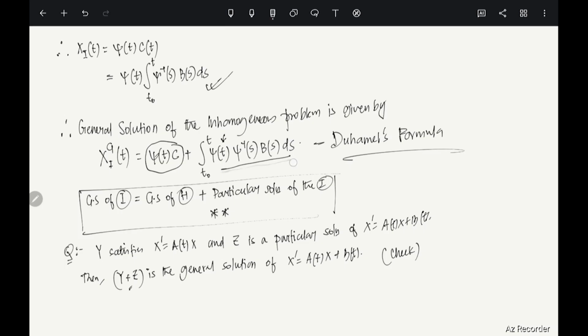Clear? Okay. In later videos we will actually compute this. We will see how you can use this formula to actually solve systems of equations. But for that we need to know something called exponential matrices. So in the next video we are going to talk about that, and then we will use Duhamel's principle formula to look at the general solutions. So with this I am going to finish this video.